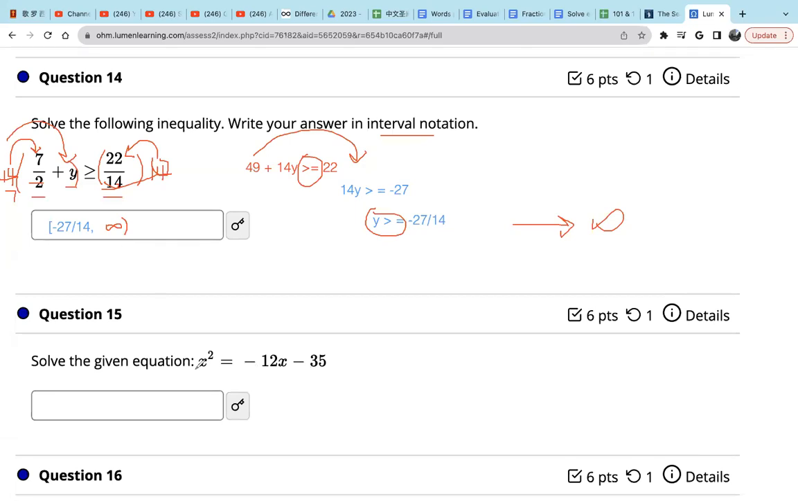Solve quadratic equations. We want to move everything to one side.